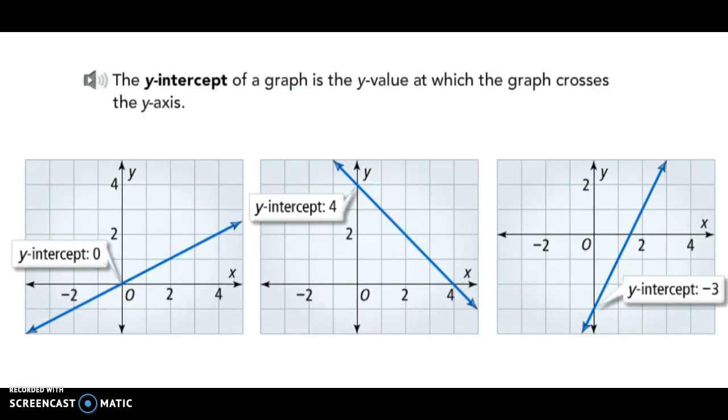So the y-intercept of a graph is the y value at which the graph crosses the y-axis. This needs to go in your Cornell notes for your vocab. The y-intercept is simply, again, where the graph crosses the y-axis.